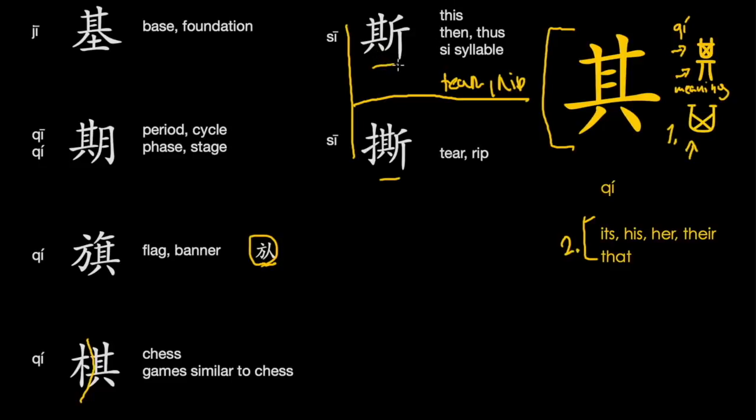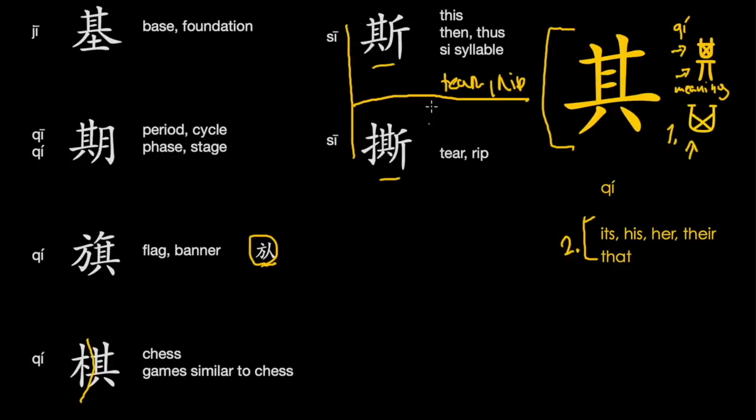Another thing why this character is interesting is that it is a phonetic loan. Originally it used to mean to tear, to rip, and then it acquired the meanings this, then, thus, similarly as the character basket acquired the meanings it's, his, her, there, and that, just because it sounded like it. The way this character used to be pronounced when it meant to tear, to rip, was very close or the same as the words this, then, thus used to be pronounced in ancient Chinese. And so basically it's a phonetic loan.